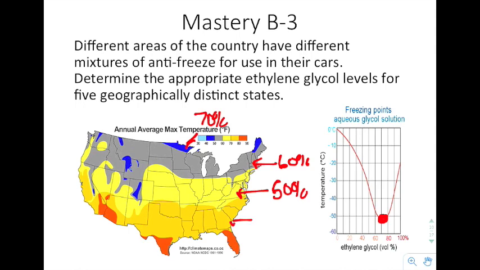In this orange region, it very, very rarely gets that cold. So you're probably going to be okay with maybe a 40% mixture. And then finally, this orangish red color would probably be okay with even maybe a 30% solution. Because at a 30% solution, you would still be able to drive your car down to negative 18 degrees Celsius. So you can vary the ethylene glycol level depending on where you are.